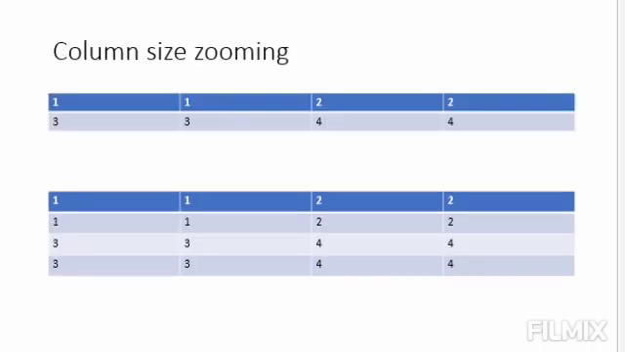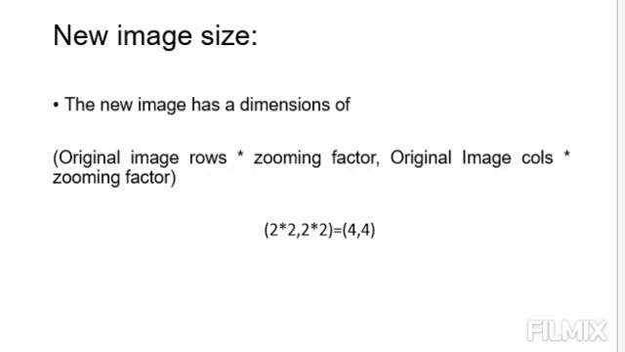Column wise zooming. The next step is to replicate each of the pixels column wise. We simply copy the column pixel to its adjacent new column, or simply below it. So the new image size, as can be seen from the above example, is that an original image of two rows and two columns has been converted into four rows and four columns after zooming.